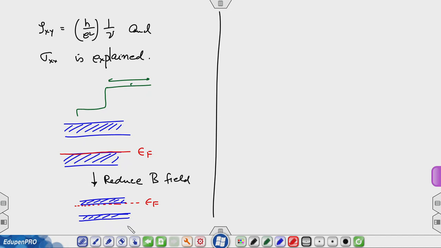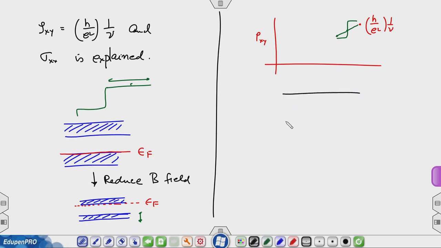So, what you would see is that you get in rho x y, some rho x y h cross over e square 1 over nu, then it changes continuously and goes to the next level, goes to the next level. You do not see this. For this to happen, what should happen is that this nu should remain for some time, and that happens if you have Fermi energy stuck somewhere between the Landau levels.